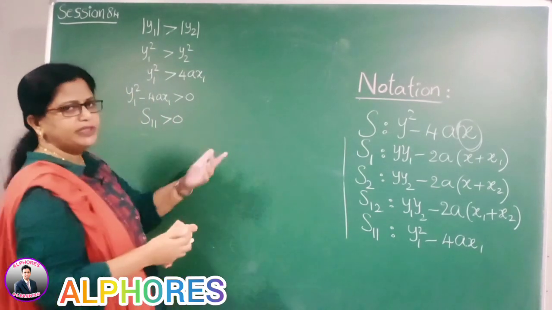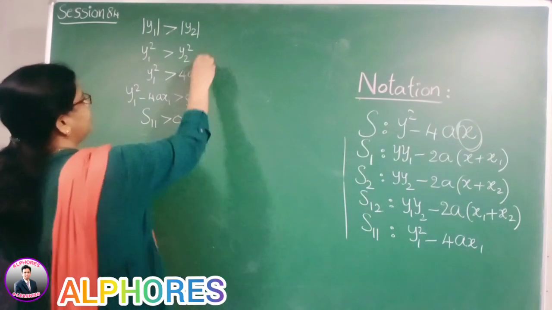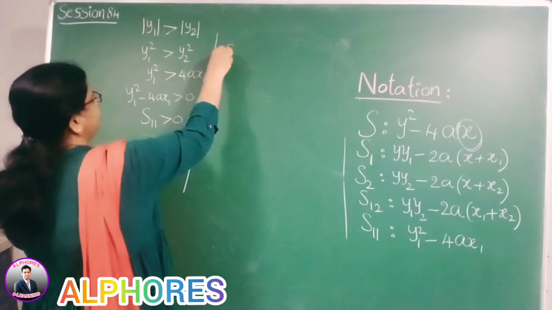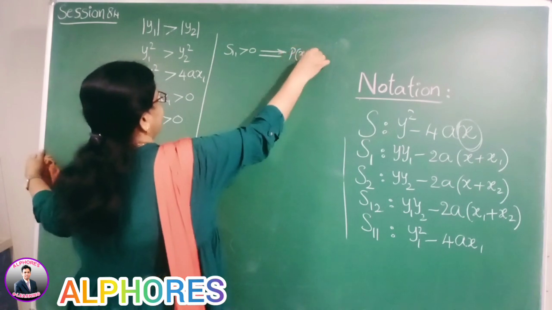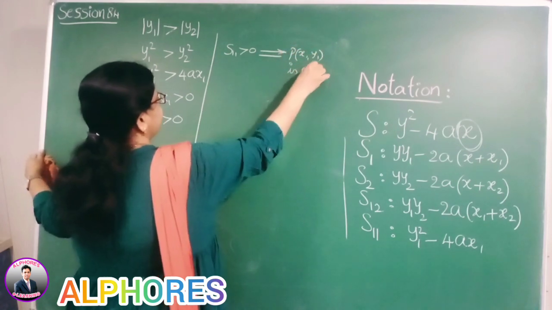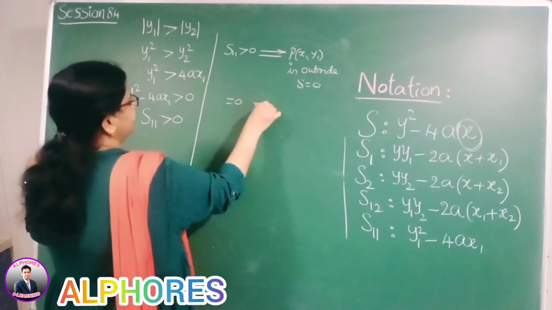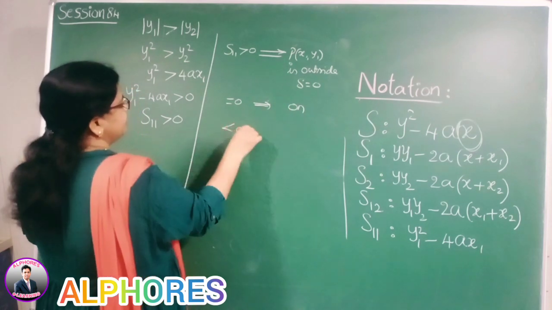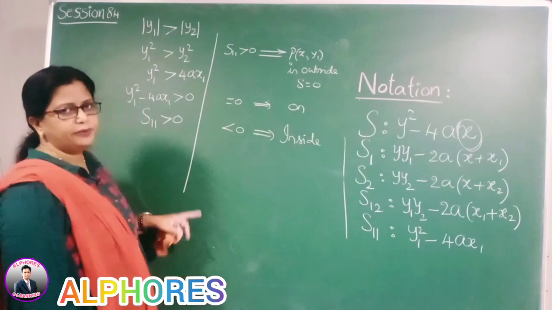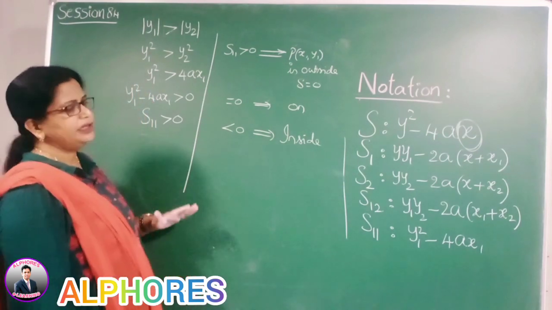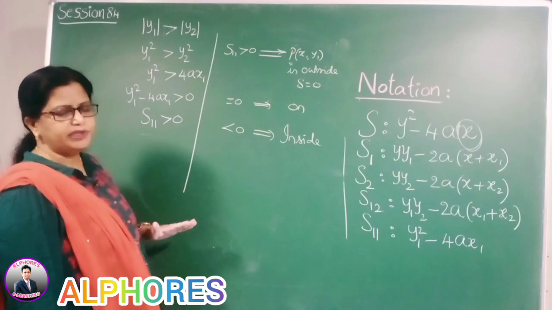Moreover, s means you consider a second degree equation, a homogeneous or non-homogeneous curve. Then s11 greater than 0 implies the point P of (x1, y1) is outside the curve s equal to 0, and if it is equal to 0 that implies on, and if it is less than 0 that implies it is inside the curve s equal to 0. So this is the notation as already we have discussed in circle, same thing you will get even in ellipse also, okay students.